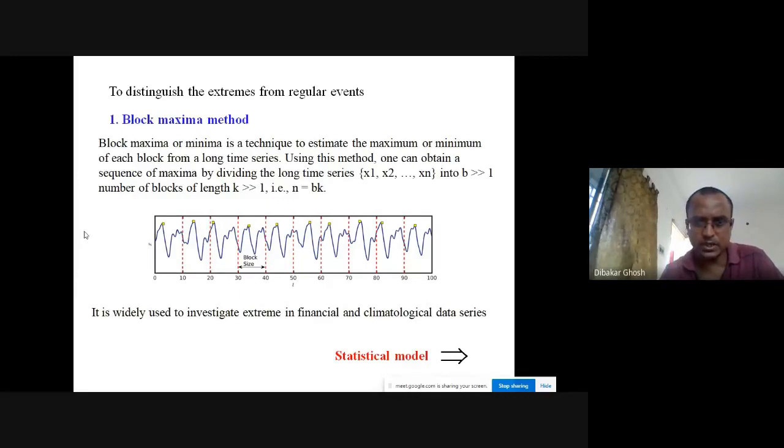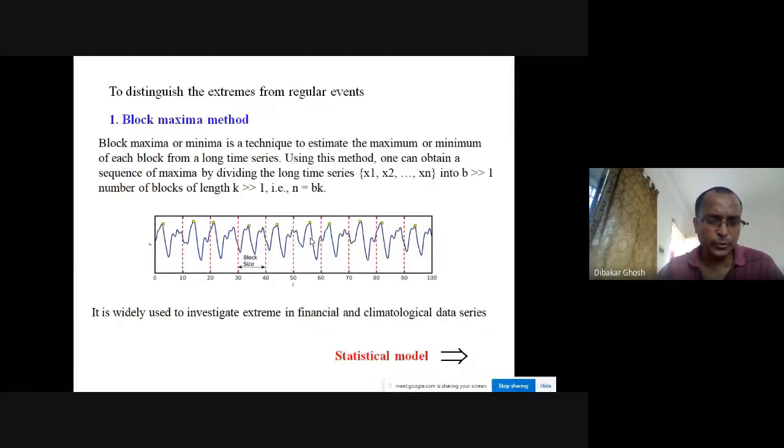In this schematic diagram, you can see time from 0 to 100. We divide it into 10 blocks, each of length 10, and we collect the maximum point in each block. So basically, for a long time series, we divide it into b number of blocks of length k, such that n equals bk. This method gives b number of potential extremes from the whole time series.